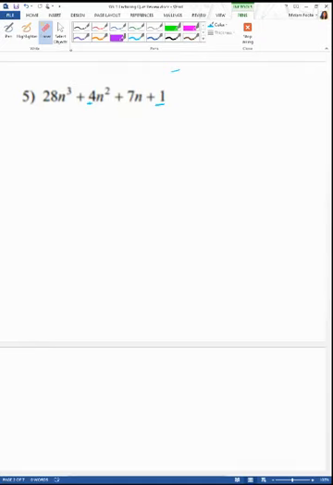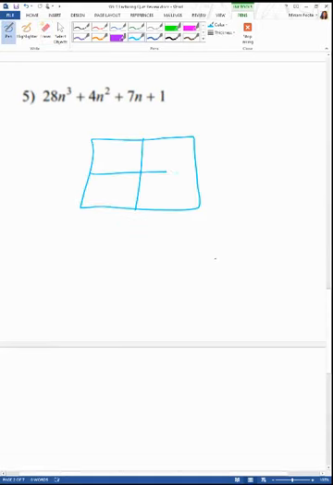So again, for the sake of being consistent, I am just going to stick with the area model, which is the box method. But you can do the factoring by grouping. I won't hold that against you unless the directions specifically say you have to use the box method. So again, I'm going to fill in my boxes based off of the problem. So my first term, second term, third term, and fourth term.